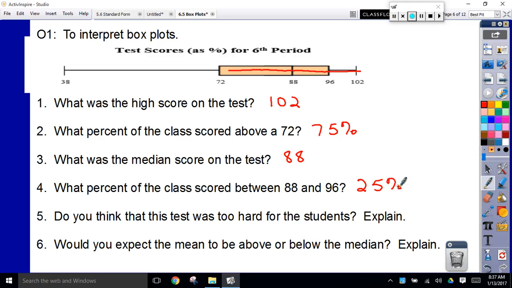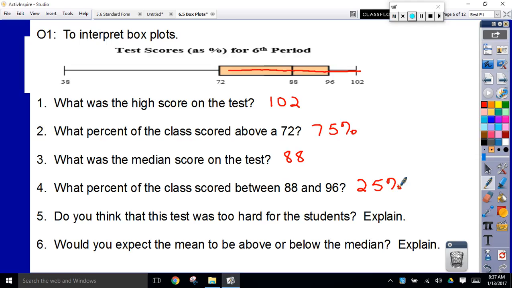Okay, number 5 is kind of an opinion question, and you're to explain. Do you think that this test was too hard for the students? And explain why. So think about that for a minute, whether you think it was too hard and why. Athena? Because most of the students passed. I think it was just an outlier. One or two people might have failed it. I think that's what caused such a long number.